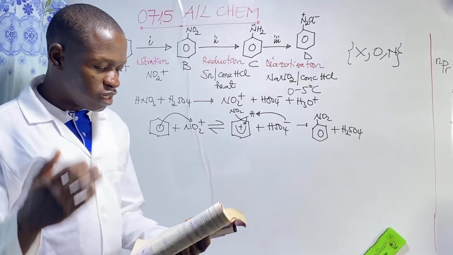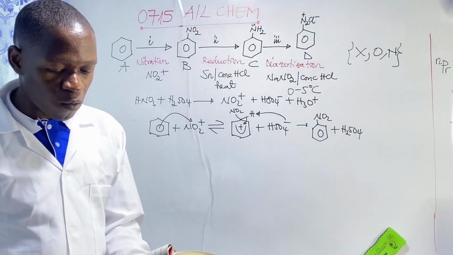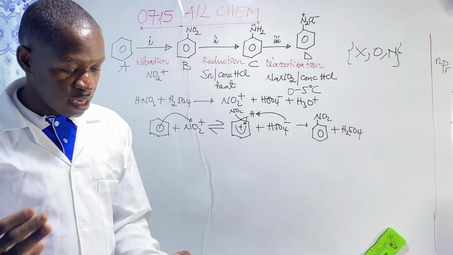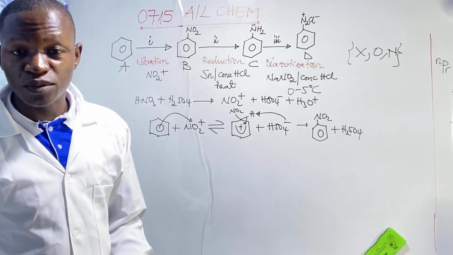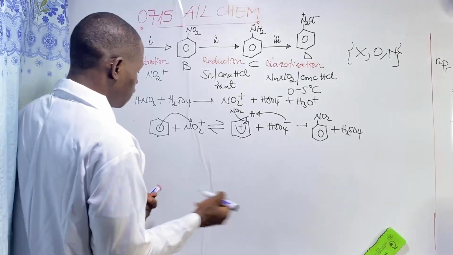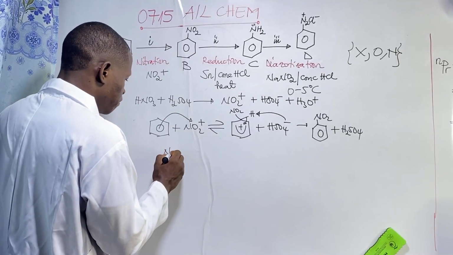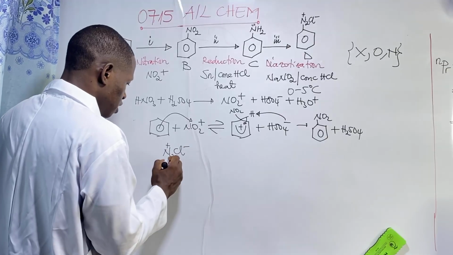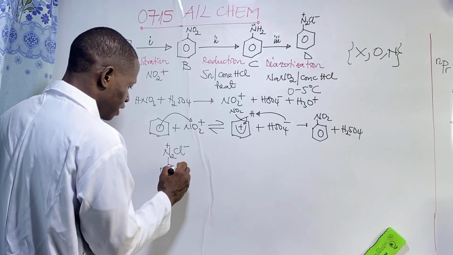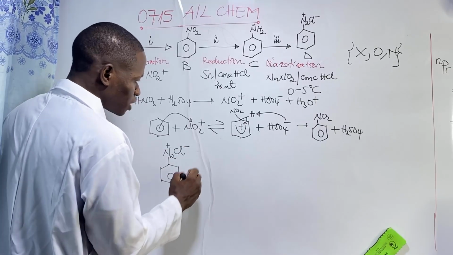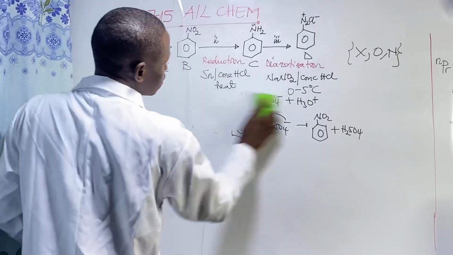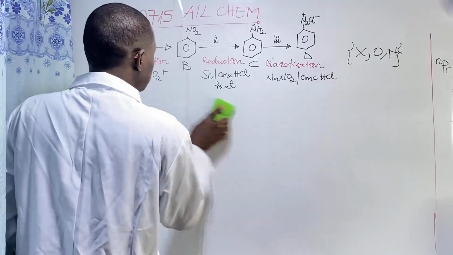Next question, give the structure of the compound's form when benzene diazonium chloride reacts with A, copper cyanide and potassium cyanide. So if benzene diazonium chloride, right, which is this, if benzene diazonium chloride reacts with, right, well, I'm going to wipe a bit, right. I hope you have written all this.